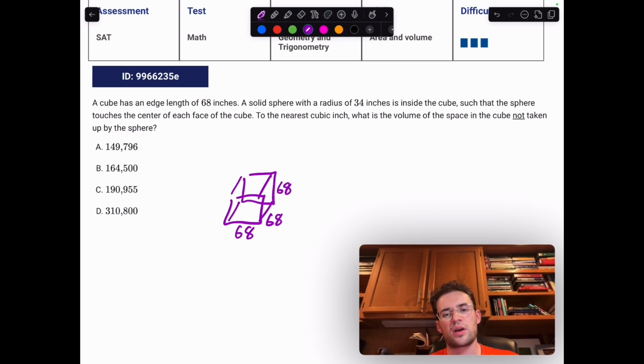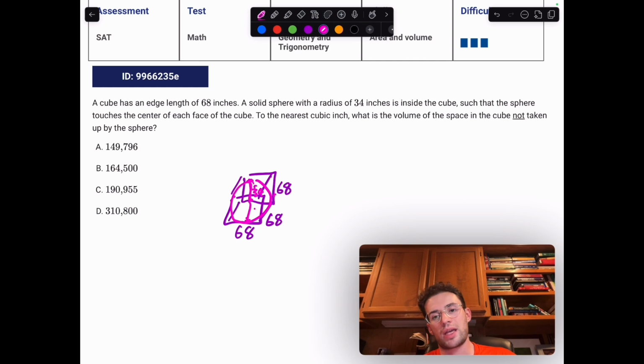A solid sphere with a radius of 34 inches is inside the cube. Okay, so that means it's going to fit snugly in there because the radius is only halfway through it, right, from the surface to the center. Then to go the rest of the way down, it'd be 34 and 34, so it's 68. All right, but we got 34 there, such that the sphere touches the center of each face of the cube. So it touches the center there, all six faces.